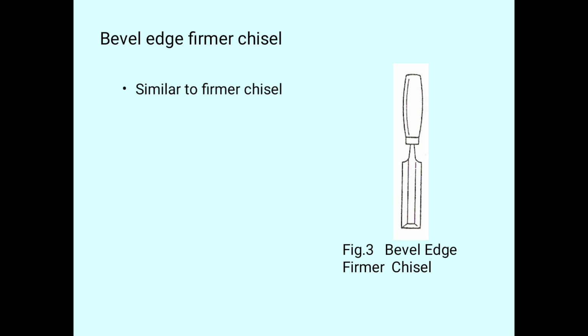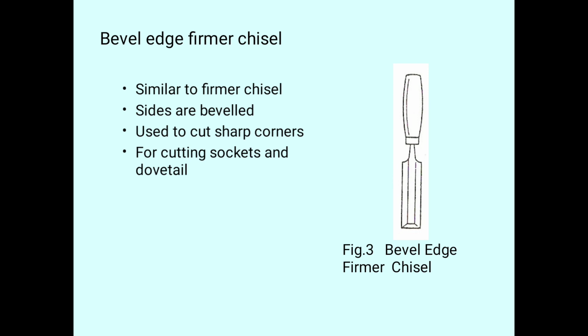It is similar to a firmer chisel. The sides are beveled. This is used to cut sharp corners. Suppose you want to make corners very sharply, then we can use this type of chisel, that is the bevel edge firmer chisel. Next, it is used for cutting sockets and dovetails.